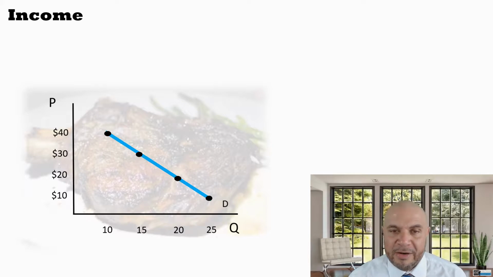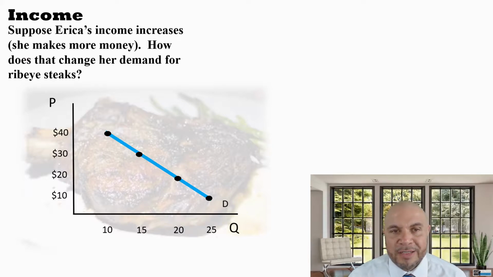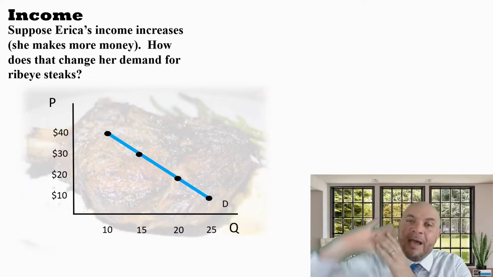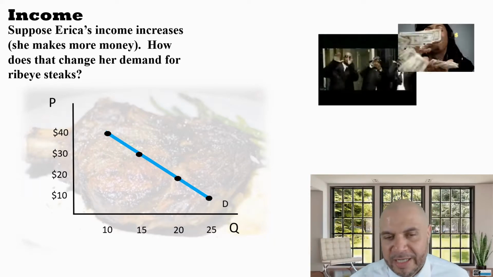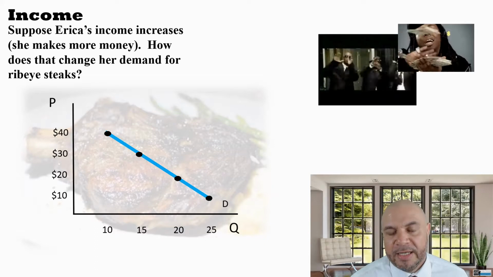All right, so here we have the first shifter, income. Let's look at this scenario. Suppose Erica's income increases. She makes more money. How does that change her demand for a ribeye steak? First thing we need to look at is she's making more money. So therefore, what is she? What is Erica? Say it with me, loud and proud. She is balling. All right, a little bit of lameness, but sometimes we need that in econ.